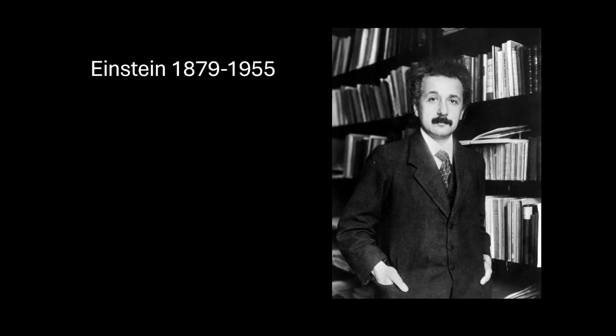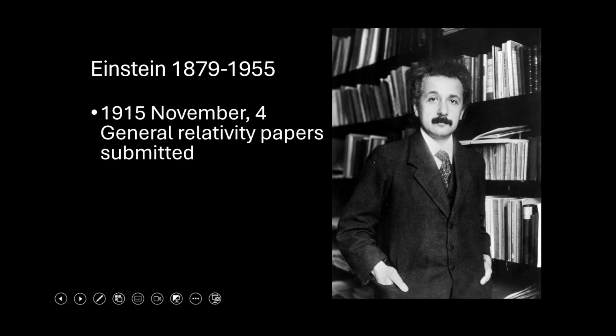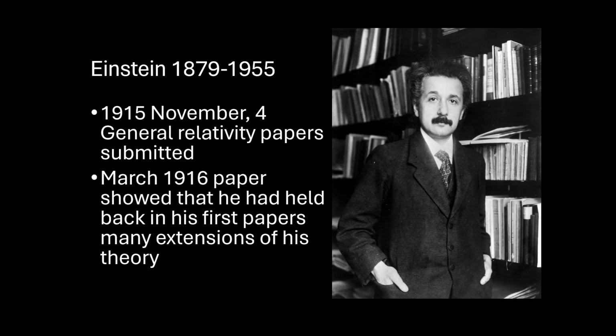Einstein published 4 papers in November of 1915 on the general theory of relativity, or at least he submitted them to the Annals of Physics. There was a March 1916 paper that came out later. We're going to show some elements of that.